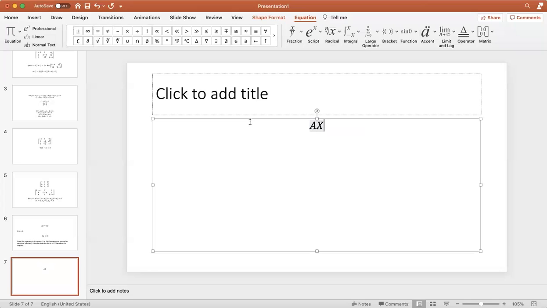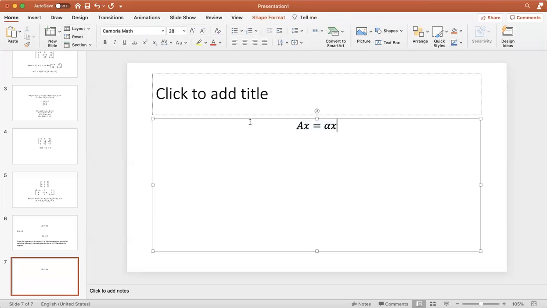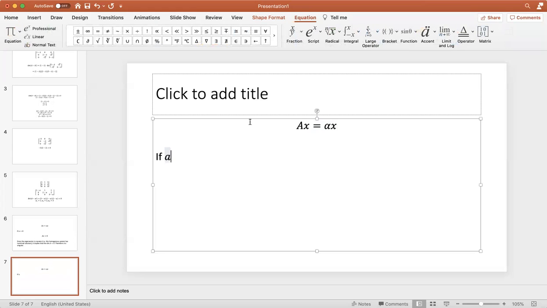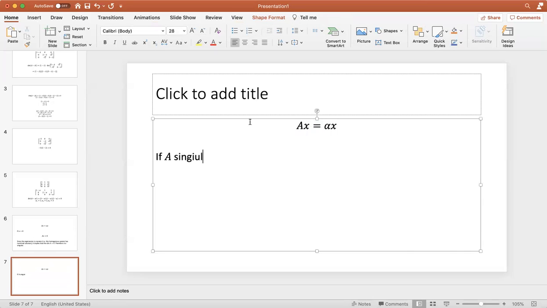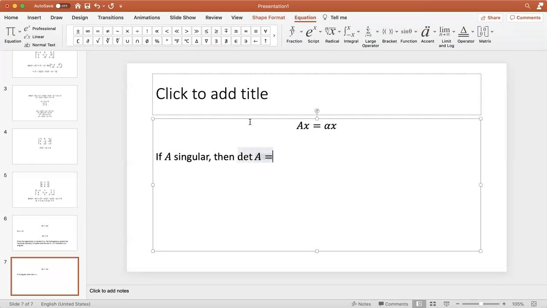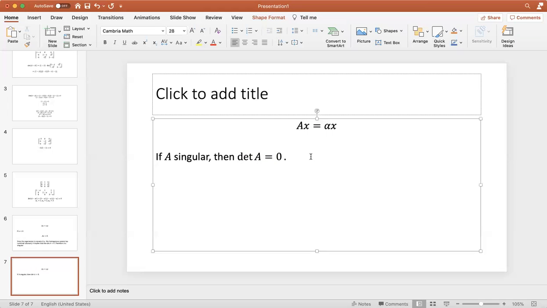we have AX equals alpha X, right? So if A is singular, then the determinant of A is 0. Basically, I'm constructing the other side of the proof, no? Determinant of A is 0.